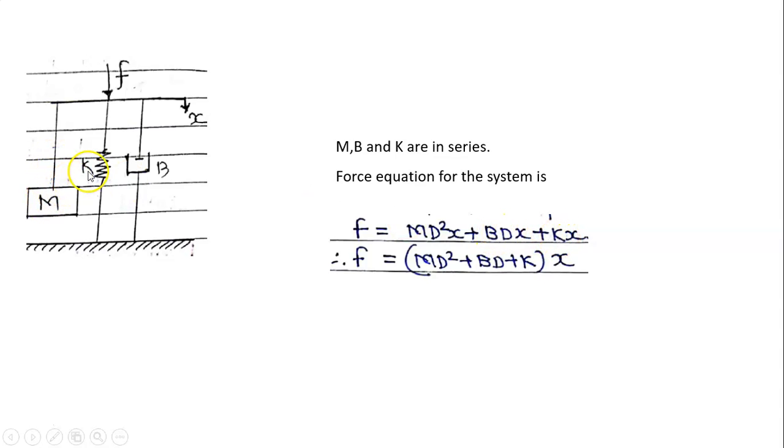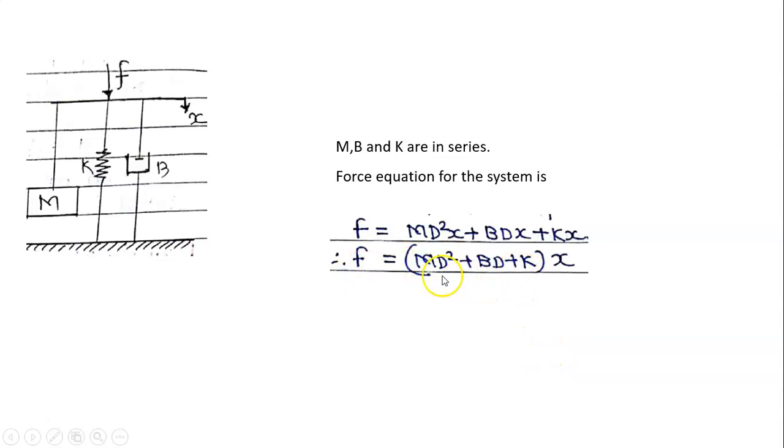Because mass M, spring K and damper B are in series, that's why we have written it like this. Therefore, force F is equal to (M D squared plus B D plus K) into X, where M D squared plus B D plus K is equal to Z. Z is nothing but the total impedance of these three elements, which is the addition of the impedances of these three elements. Impedance of M is M D squared. Impedance of damper B is B D. Impedance of spring K is K.